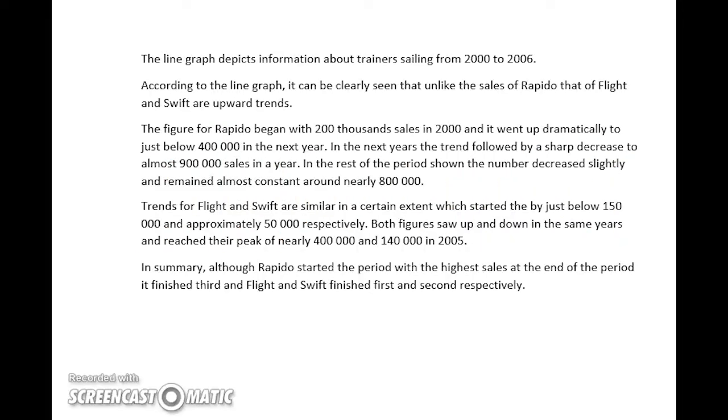The description we are checking is a description of a line graph. I'll start with the introduction. The line graph depicts information about trainers sailing from 2000 to 2006. The introduction looks okay, but it already contains some mistakes.